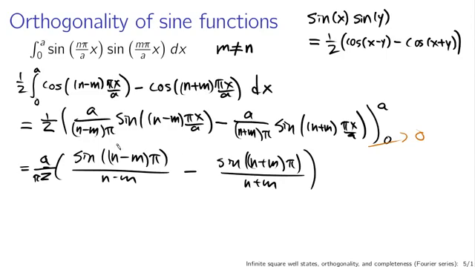But we know that with n and m both being integers, the sine of an integer times pi is also 0. So these are 0 as well. The sine term here goes to 0, the sine term here goes to 0. And what we're left with is just 0. Which means, subject to our assumption that m is not equal to n, these two sine functions of n pi x over a and m pi x over a are orthogonal.